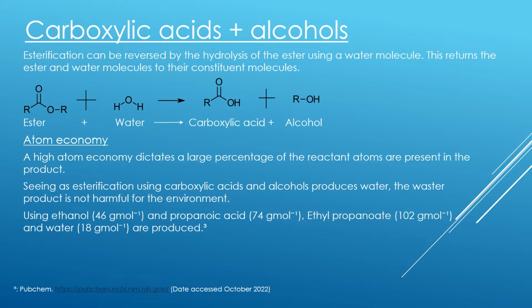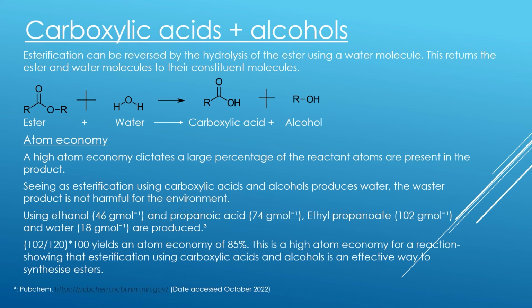In addition to this, water being produced means that this form of esterification has no negative impacts for the environment. Using ethanol and propanoic acid as an example, with molecular masses of 46 grams per mole and 74 grams per mole respectively, ethyl propanoate will be formed. Ethyl propanoate has a molecular mass of 102 grams per mole. Substituting these values into an atom economy equation, an economy of 85% is produced. This is a high atom economy for synthesis of esters, showing that esterification using carboxylic acids and alcohols is an effective method of synthesizing esters.